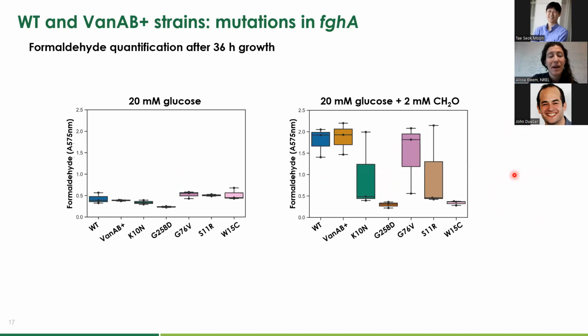We can also measure formaldehyde in these conditions. So we'll grow the strains in glucose with or without formaldehyde. And after 36 hours, we can measure the formaldehyde concentration using a colorimetric assay. On the left, as you would expect with glucose, none of these strains have much formaldehyde present, basically none. But on the right, when we have exogenous formaldehyde, both wild type and Vanillate are not able to tolerate it very well. There's still a lot of formaldehyde here. But then our two best mutants, G258D and W15C, are essentially detoxifying the formaldehyde to levels comparable to those where no formaldehyde was added. So that was really a nice result here.